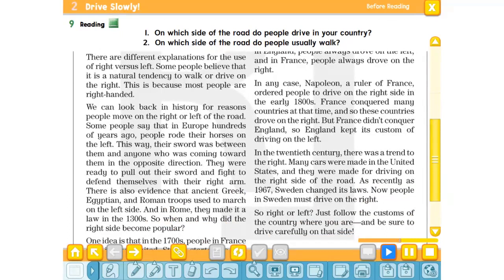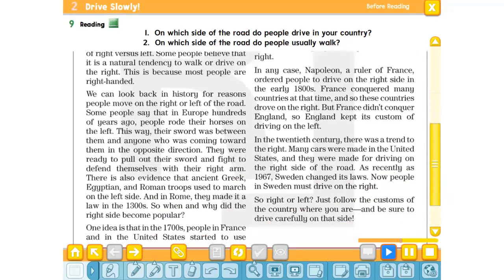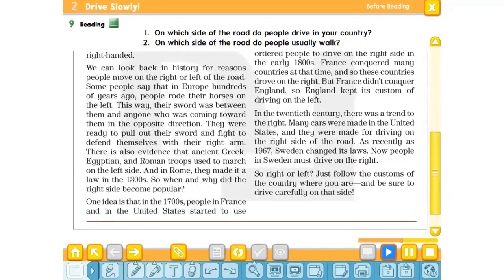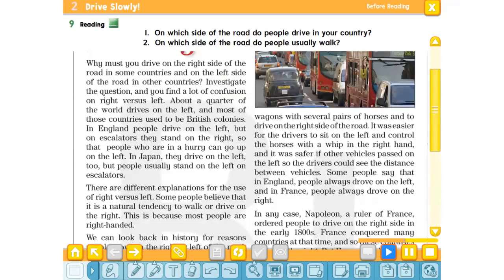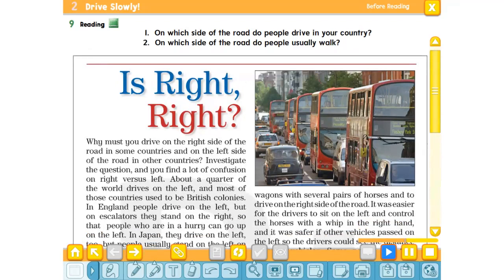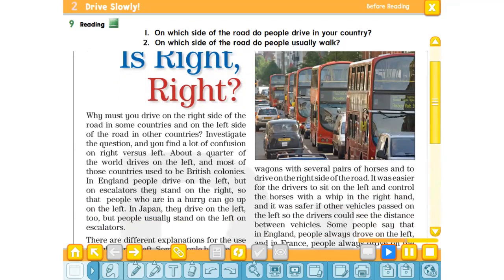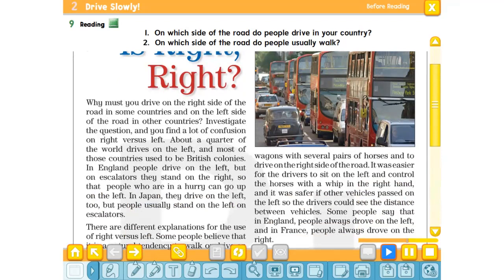So when and why did the right side become popular? One idea is that in the 1700s, people in France and in the United States started to use wagons with several pairs of horses and to drive on the right side of the road. It was easier for the drivers to sit on the left and control the horses with a whip in the right hand. And it was safer if other vehicles passed on the left so the drivers could see the distance between vehicles.